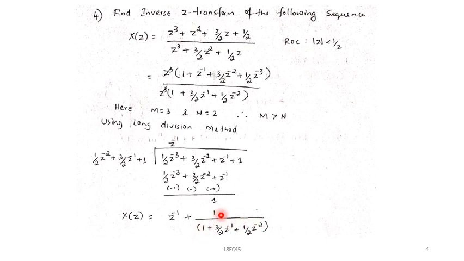1 divided by 1 plus 3 by 2 z inverse plus 1 by 2 z to the power minus 2. Now this is my X of z. So I have to apply the partial fraction method to this particular equation. Then I have to take the inverse z transform based on the ROC.